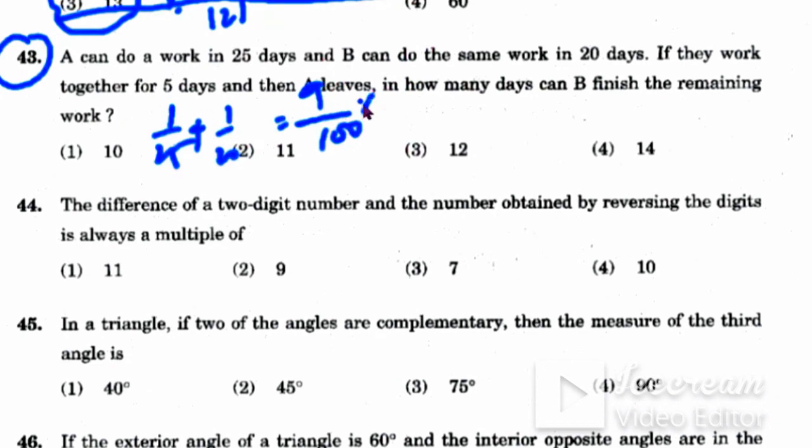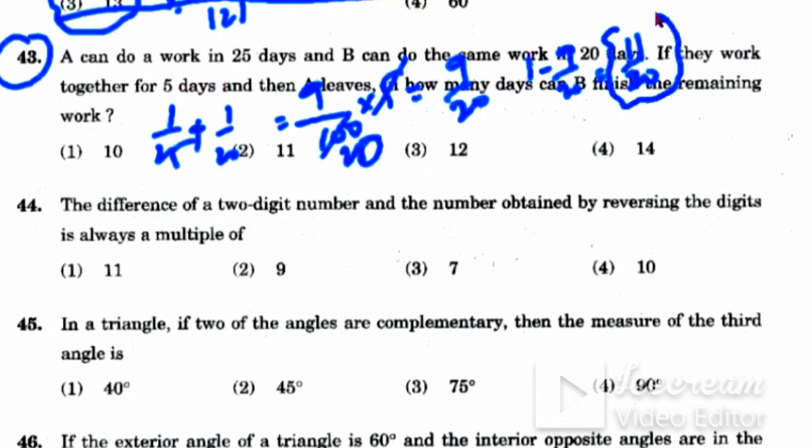Both work for 5 days. So how much work will be finished? 5 times 9 by 100, 5 twenties are 100, so 9 by 20 work will be finished by A and B in 5 days. What is the remaining? Complete work is always 1, so you have to subtract 1 minus 9 by 20. It will be 11 by 20. So this is the remaining work for B, 11 by 20. How many days will it take? B's 1 day work is 1 upon 20. So it will take 11 days to finish this work, because by multiplying by 11, you get 11 by 20, and this is the remaining work.